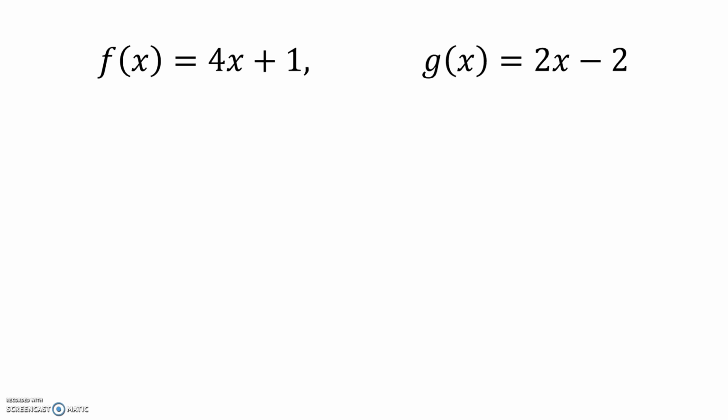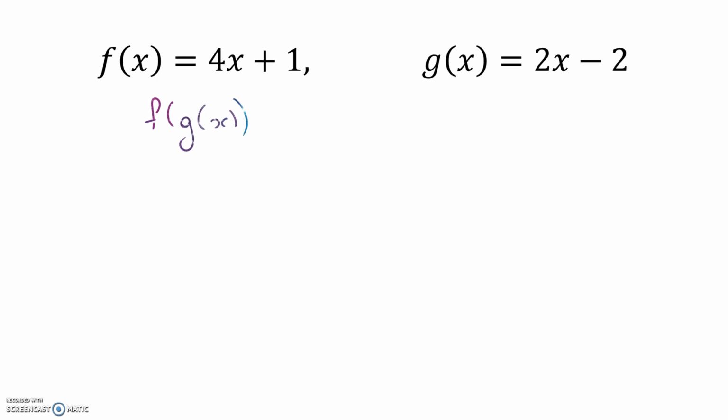We have two functions, f of x equals 4x plus 1 and g of x equals 2x minus 2. What we need to be able to find is f of g of x, the composite or combined function of them both. Now this looks a bit scary, so let's take a step back and see what we already know.